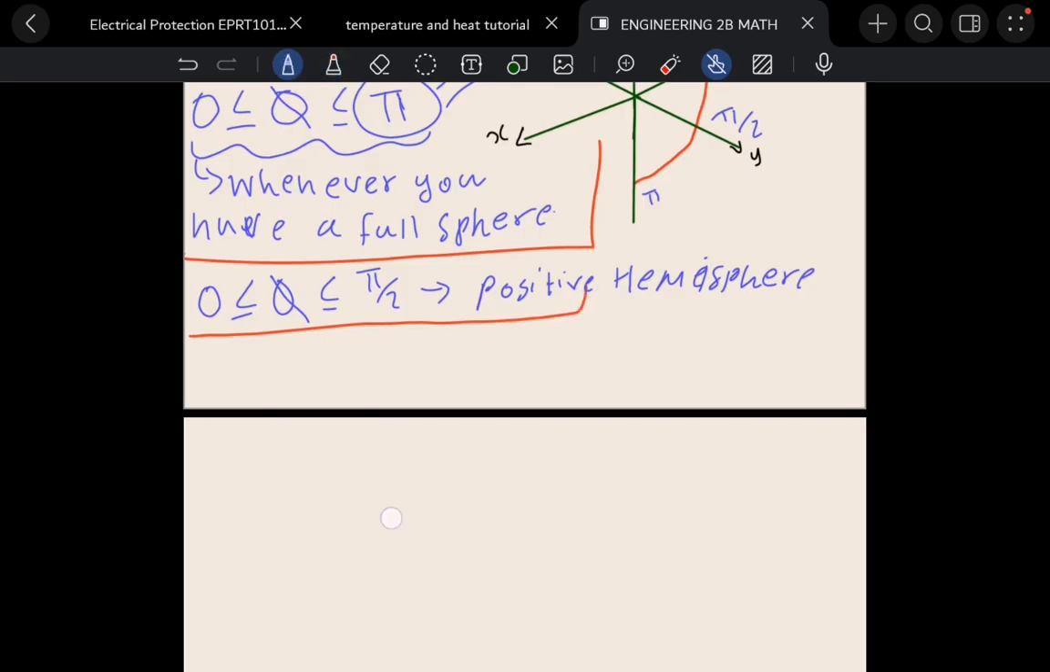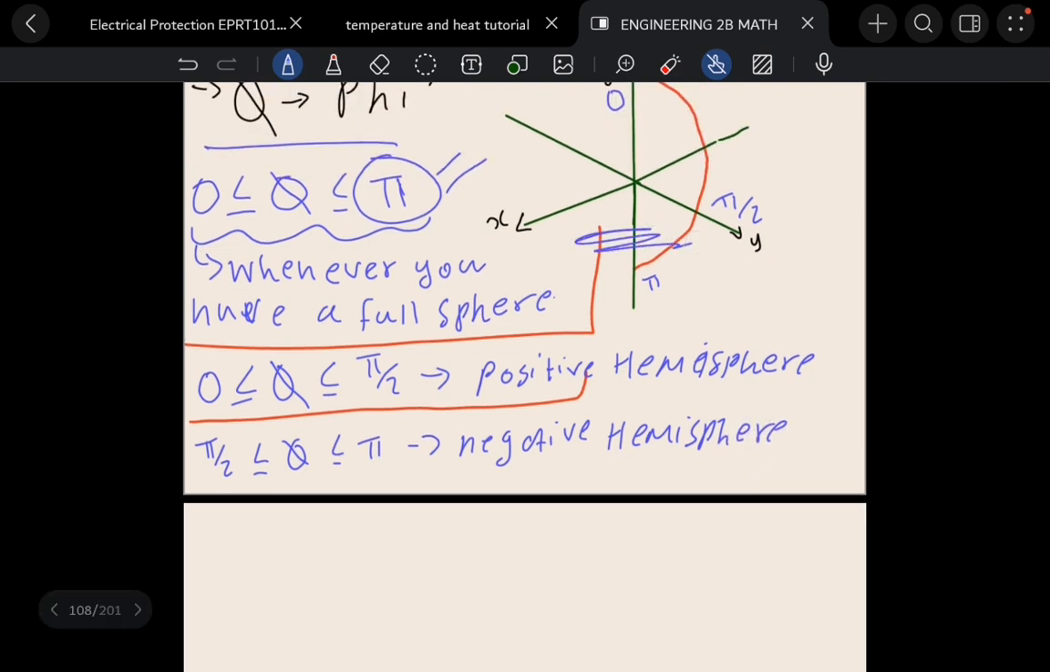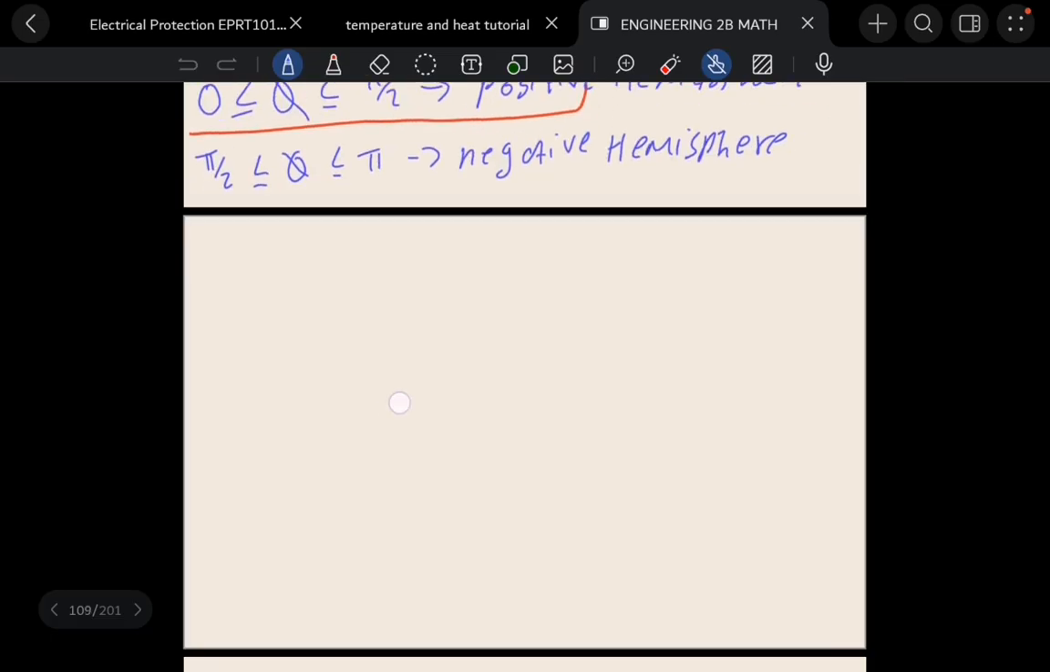Now, when you have phi from pi over 2 to pi, you are actually looking for the negative hemisphere, which means when your hemisphere lies down there, your bounds for phi are pi over 2 to pi, right?